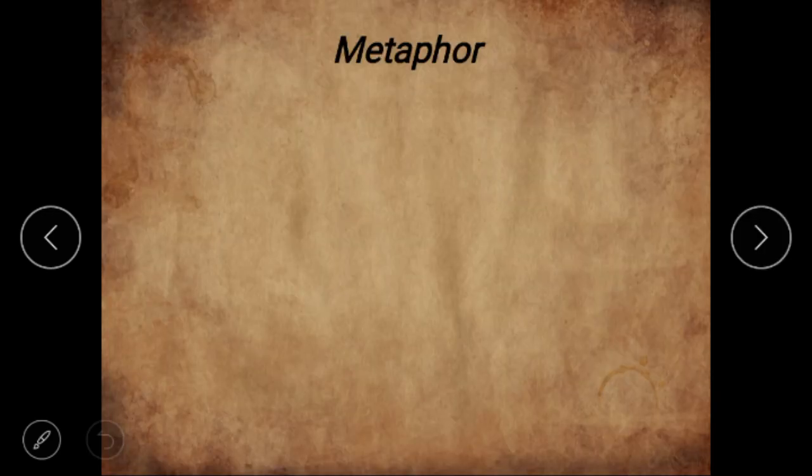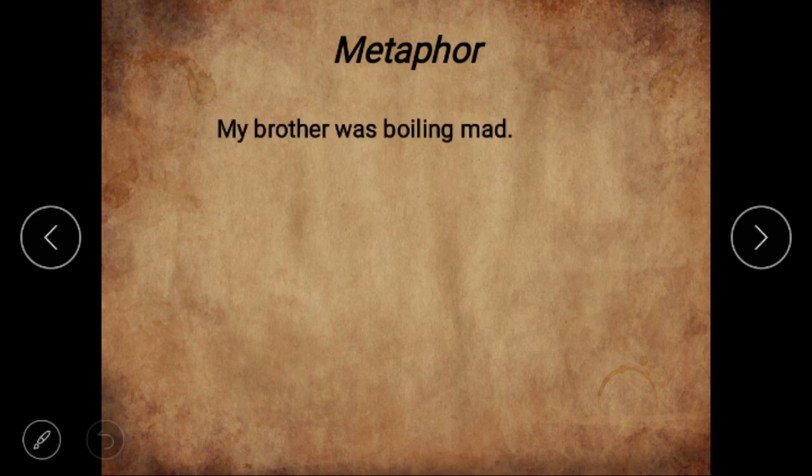The next one is metaphor. People often get confused between simile and metaphor because they both are used for comparisons, but it's very easy to remember simile because all you have to remember is as and like. Whenever you see them, it's simile. But for metaphor, we compare people or their things or their attributes without using as and like.